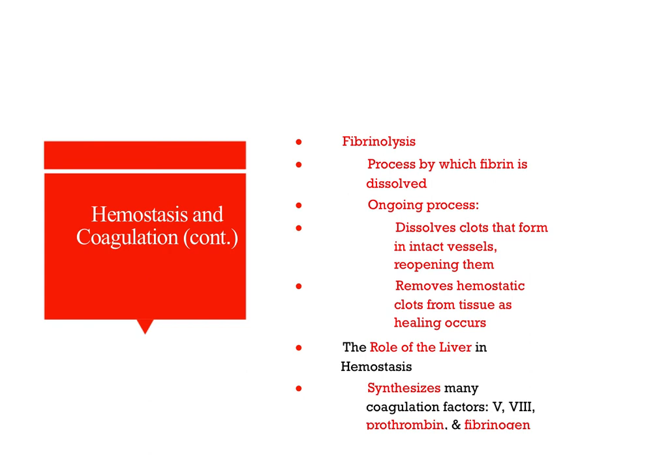Fibrinolysis is the process by which fibrin is dissolved. You need to know that. You need to know that it is an ongoing process. All right. It dissolves clots that form, and it removes the clots from the tissue so that they don't get too big. Okay, you need to know that the liver does play a role in hemostasis, and that is it produces some of those coagulation factors or those chemicals that are needed to stop the bleeding. Okay, and to help the blood to clot.